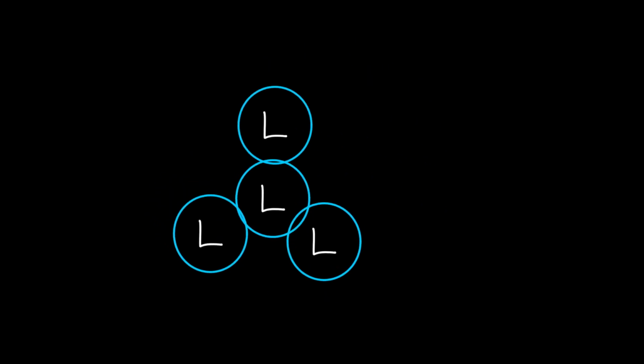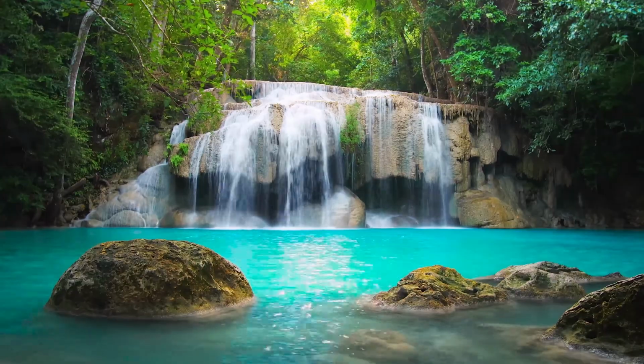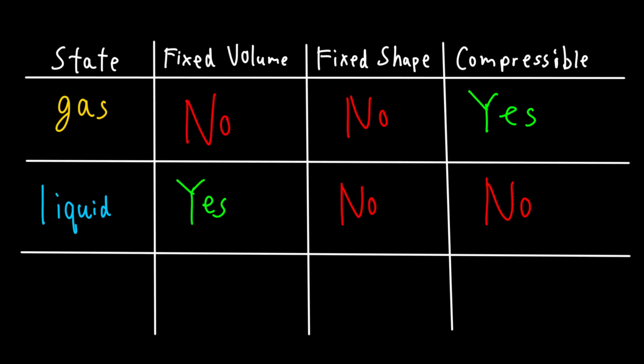Liquid molecules are much closer together. However, there's still enough room for the molecules to move around, which is why liquids like water tend to flow. However, unlike gases, there isn't enough room between the atoms for liquids to be compressible. So liquids have fixed volumes and are not compressible, but because they can flow, they don't have a fixed shape.